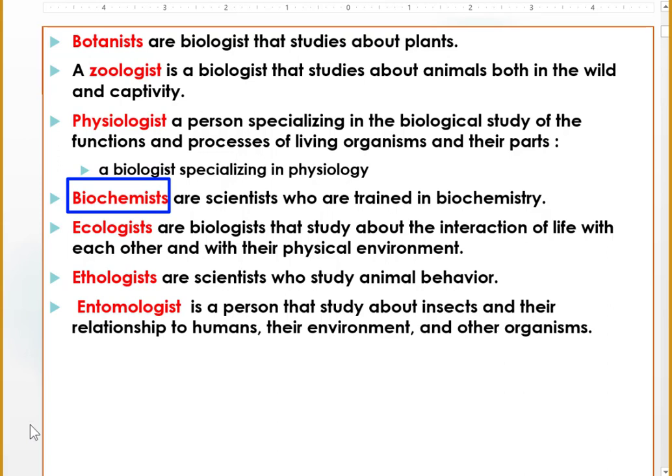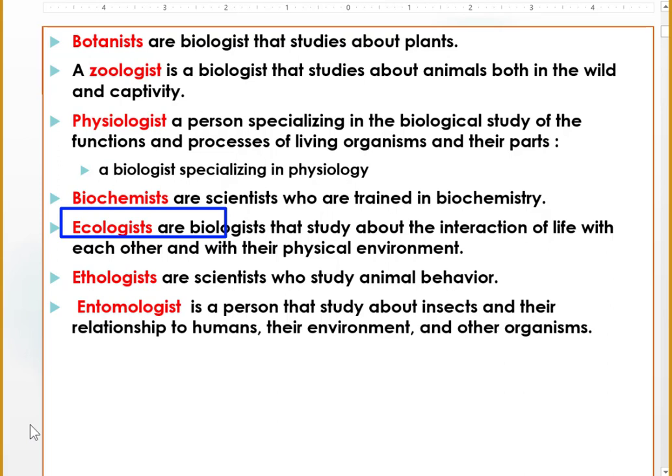Biochemists are scientists who are trained in biochemistry. They study chemical processes and chemical transformations in living organisms. Ecologists are biologists that study the interaction of living organisms with each other and with their physical and chemical environment. Ethologists are scientists who study animal behavior.